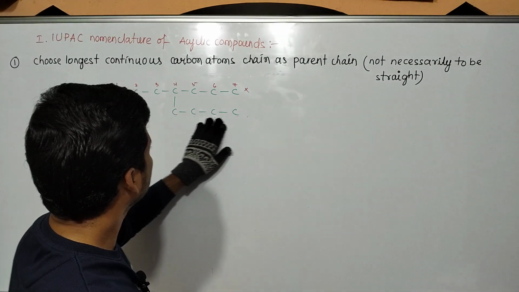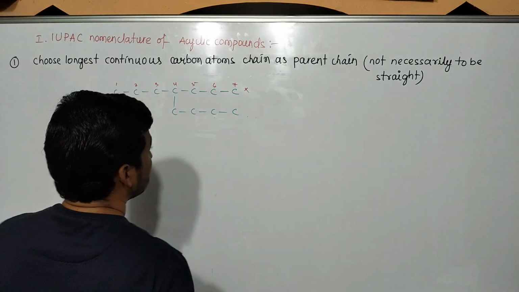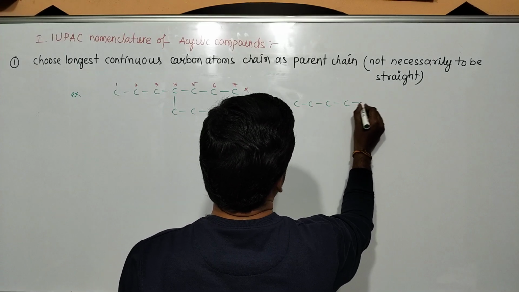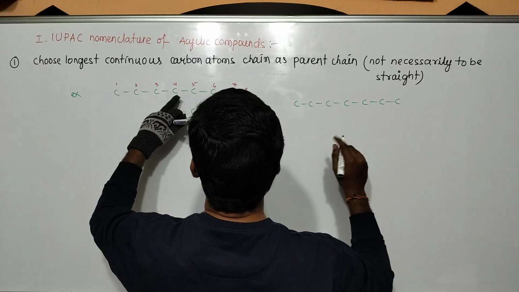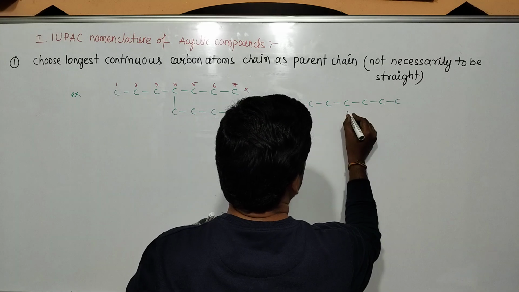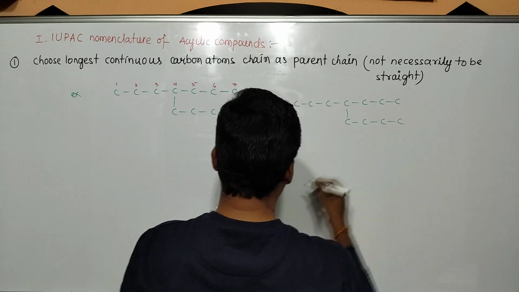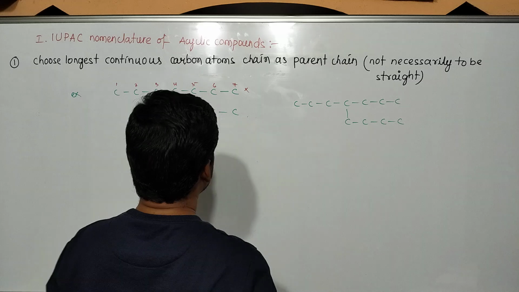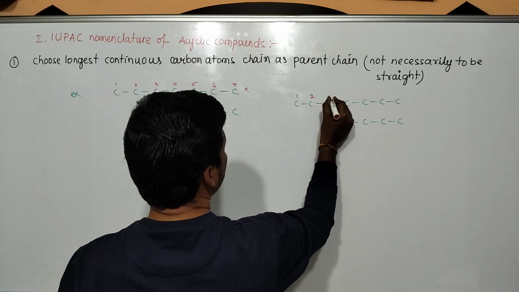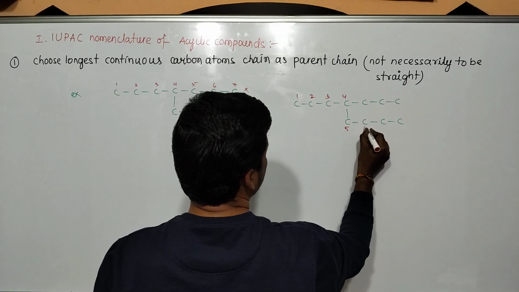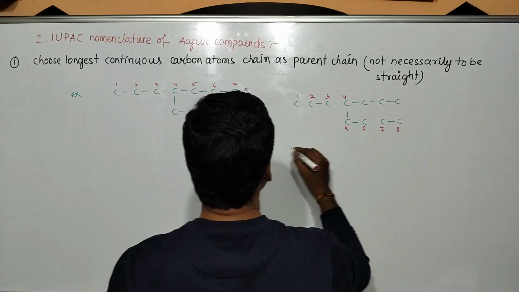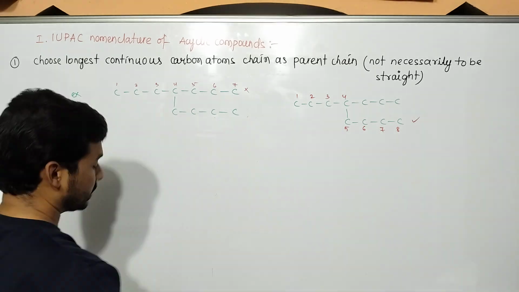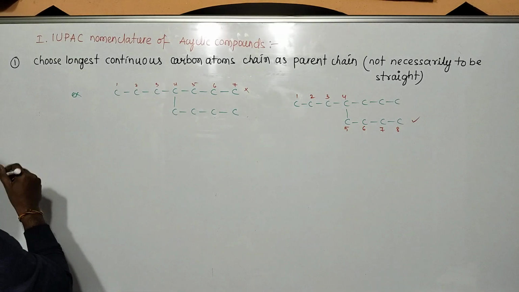So this is the wrong method. I will give two examples separately, the wrong method and the right method. So this is wrong. Which one is correct? 1, 2, 3, 4, 5, 6, 7, 8. This is the parent chain. This is wrong. That is what is right. Hope you understood.